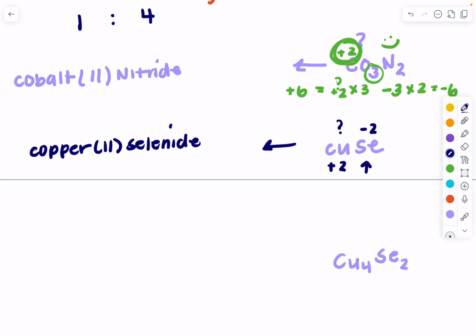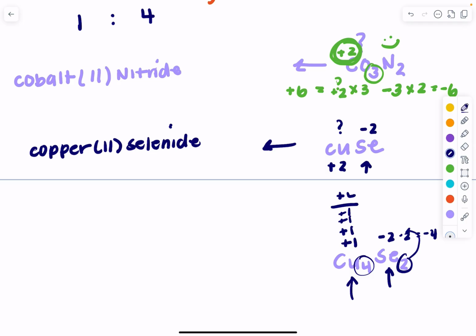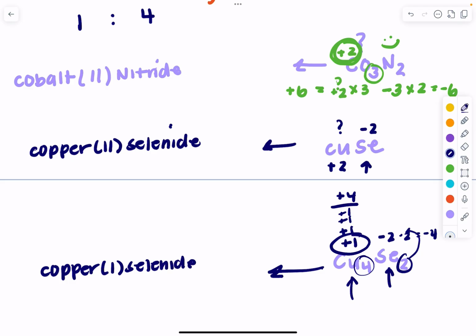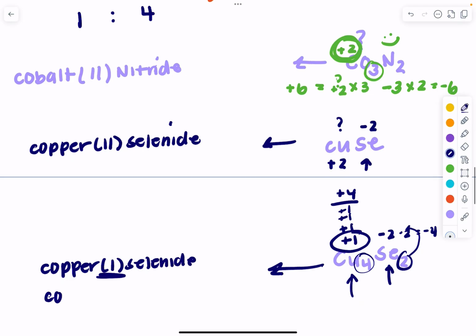Okay, here we know the charge on selenium's -2. We know we have 2 of them, so we're going to multiply by 2. We have -4. We have 4 coppers, so each of these must be +1. If we have 4 of them, that's going to give us plus 4. So we do it for the individual copper. So copper(I) selenide. Sometimes if the charge on the transition metal is 1, you'll see it just as copper selenide. If there's no Roman numeral, you can assume that it's 1.